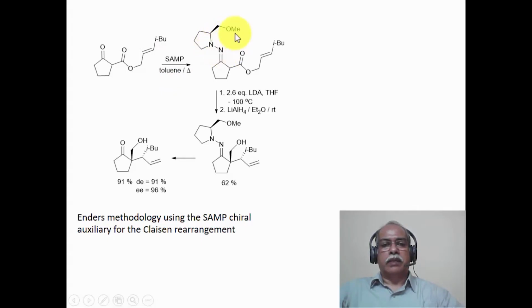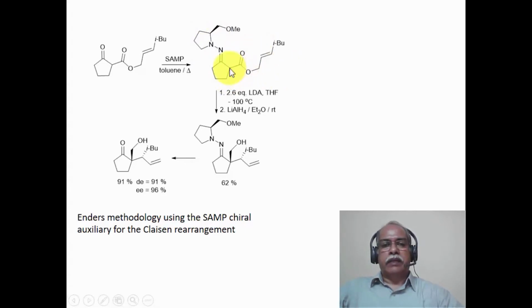This is the amino group that is here. Methoxymethyl proline is what we are talking about as SAMP, the chiral auxiliary. The hydrazone that is formed has this particular structure with the configuration which is the enantiomerically pure configuration at this particular center. So this is an optically active compound.